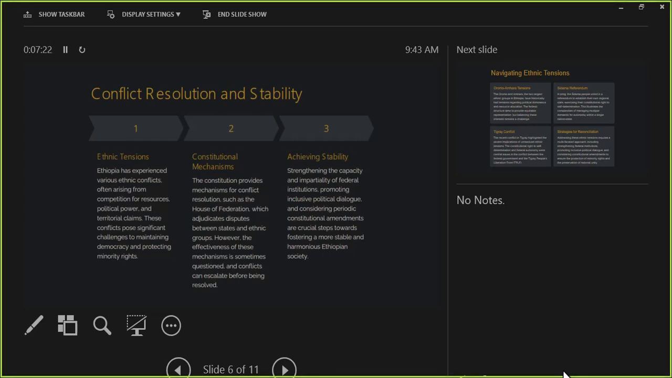We can also use constitutional mechanisms. The great role is given to the House of Federation to solve such problems, but I can also criticize them because the response is too delayed. Because of that, many conflicts are rising in different parts of Ethiopia. As you know, the House of Federation is the representative of each ethnic group, so they have a great responsibility to resolve the problems and to achieve sustainability. The government should ensure inclusiveness to raise national dialogue.